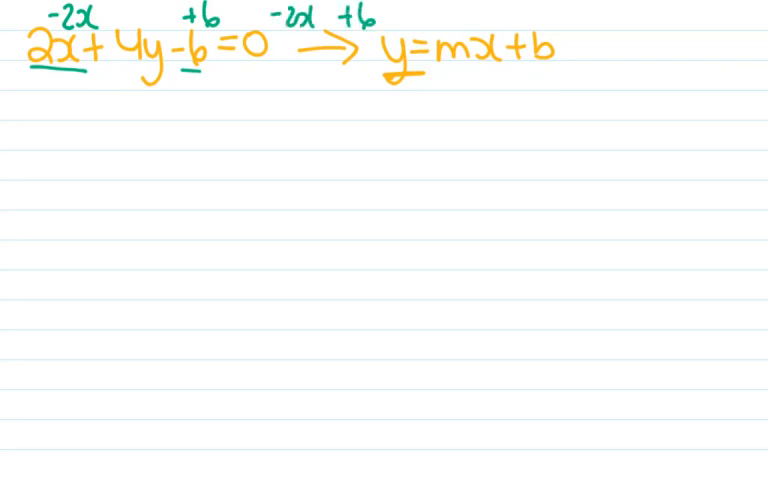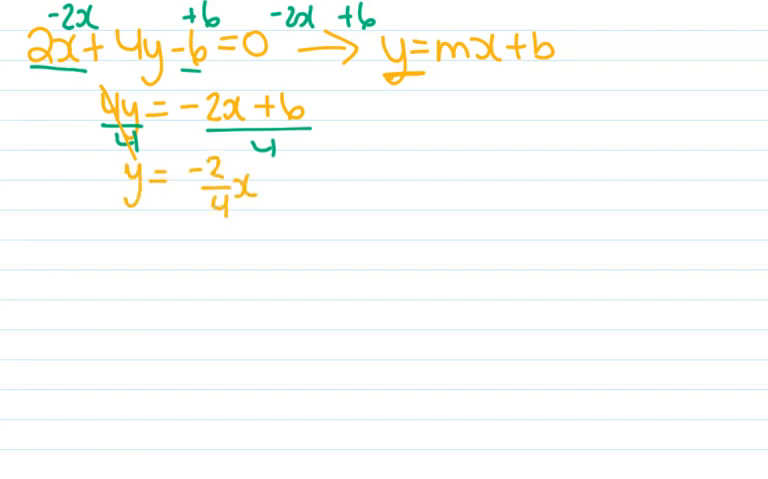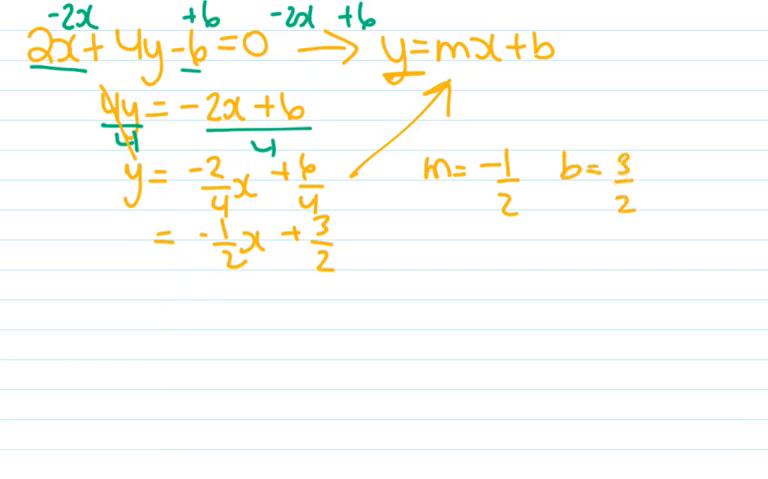So now I'll have 4y equals negative 2x plus 6. Now in order to get rid of this 4, I need to divide both sides by 4. These 4's will cancel out. I'll be left with y equals negative 2/4x plus 6/4. Negative 2/4 is the same as negative 1/2 x, and 6/4 can be reduced to 3/2. Now it's in y equals mx plus b form. m, the slope, is negative 1/2, and b, the y-intercept, is 3/2, or that's the same as 1.5. All right?